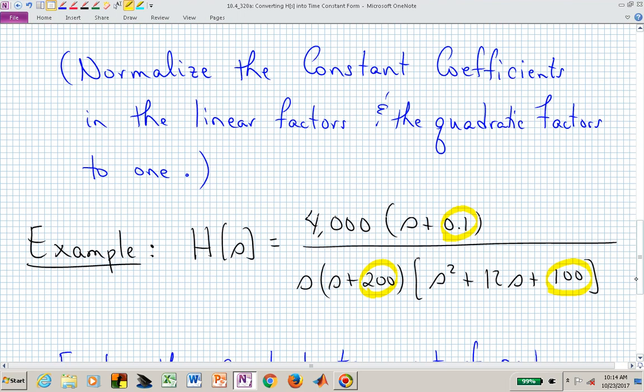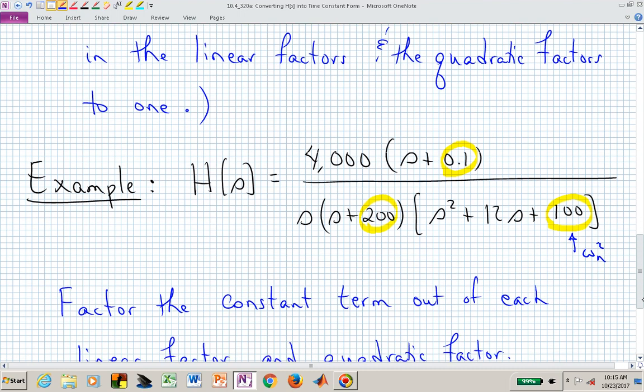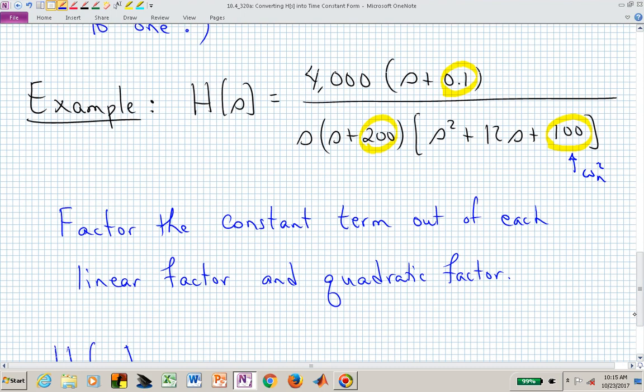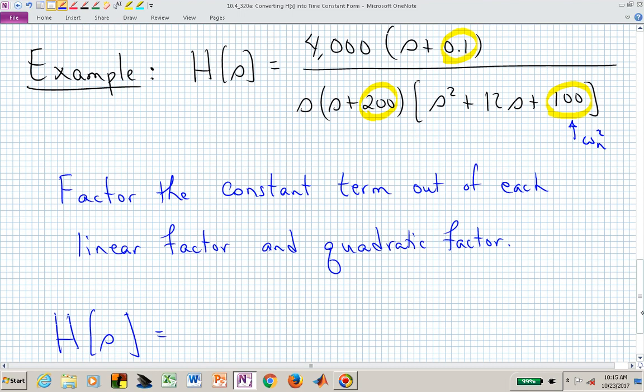So we start out with this factored form, and now we have the quadratic factor in a standard form where you can now see that this particular term is the omega sub n term. So in fact, our omega sub n is equal to 10. Our natural frequency is 10. We want to factor out each of those constants that I've now highlighted in yellow, and that's fairly straightforward.